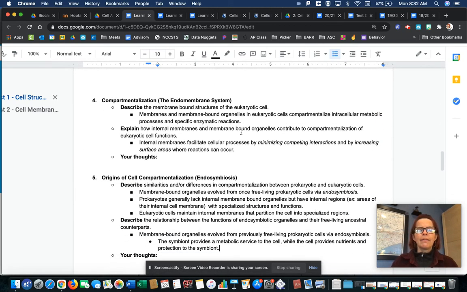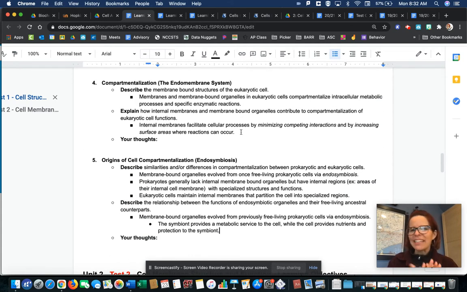All right, we're getting close to the end. Compartmentalization, ooh, big word, also known as, well, it's part of the endomembrane system. Describe the membrane-bound structures of the eukaryotic cell. Membranes and membrane-bound organelles in eukaryotic cells compartmentalize intracellular metabolic processes and specific enzymatic reactions. So basically, if it says explain how it's important, the internal membranes facilitate cell processes by minimizing competing interactions.